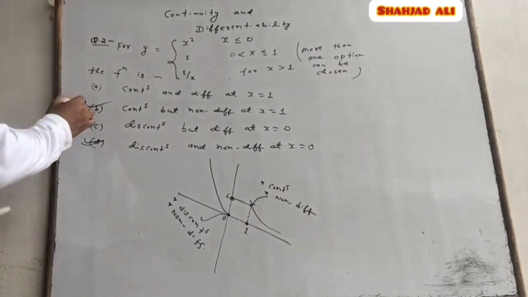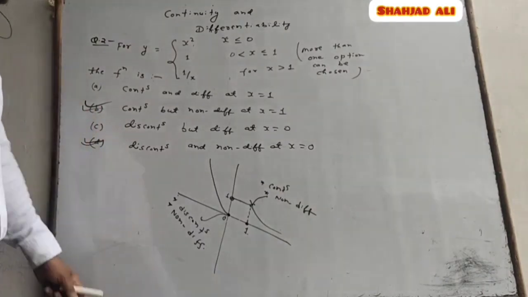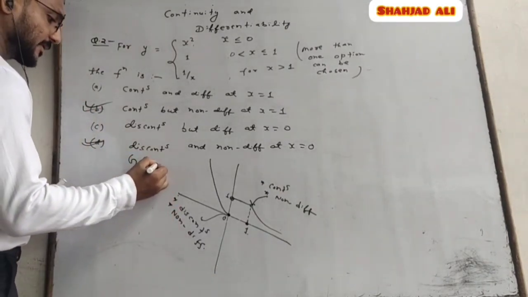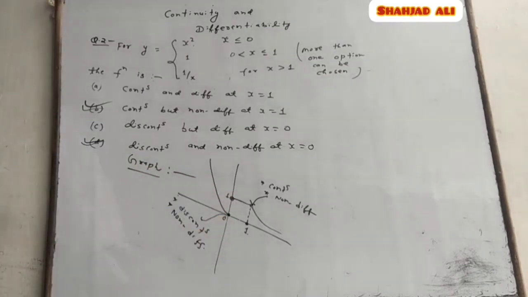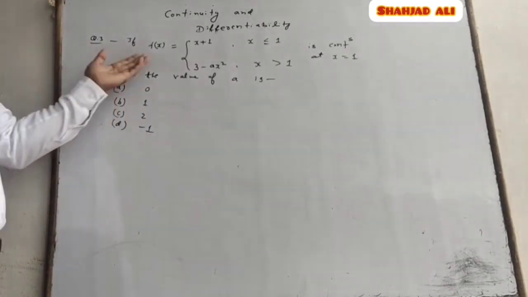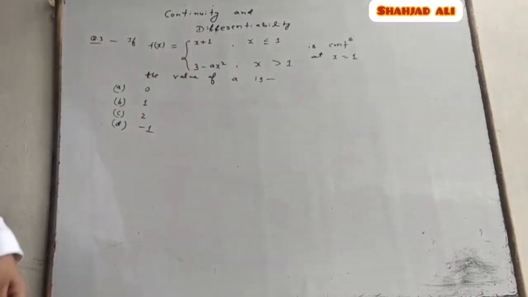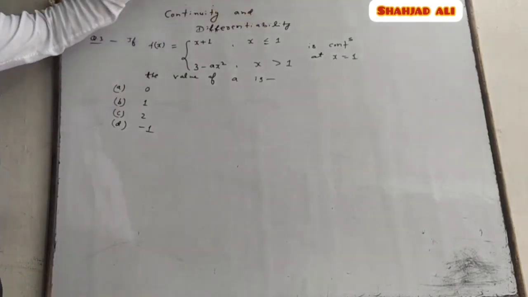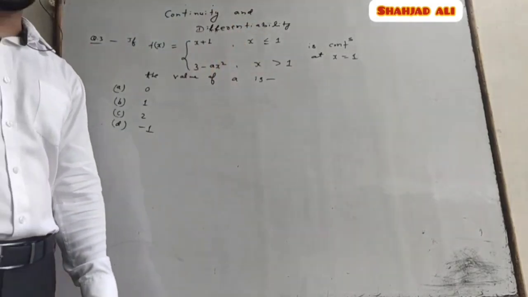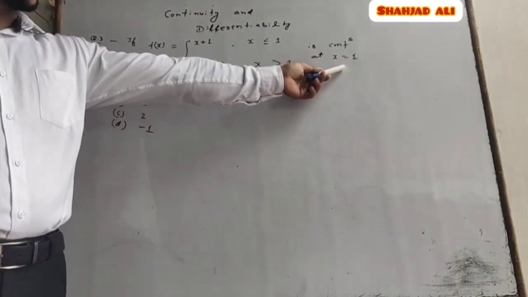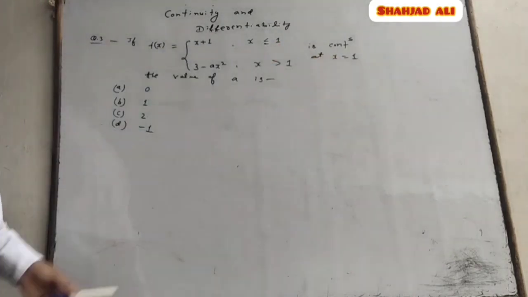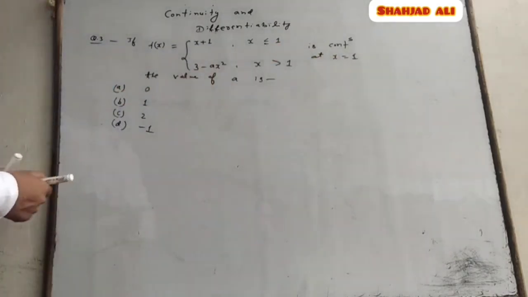So these are again B and B options. So you can solve it also by this graph or graphical method. Question number 3. If f(x) equals x plus 1, when x is less than or equal to 1, and 3 minus ax square when x is greater than 1, is continuous at x equal to 1. It is said that it is continuous at x equal to 1. Then the value of a is, there are 4 options.